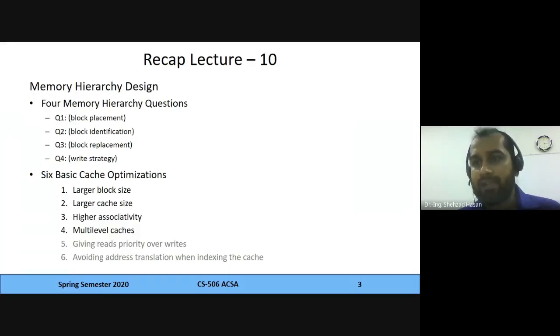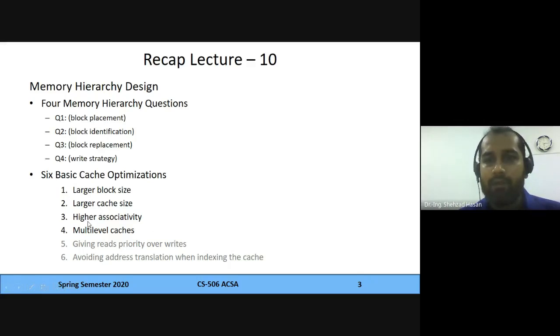Then we looked at larger cache size. Obviously, this is the easiest thing to do. If you are going to increase the cache size, then obviously more data can come in. But the problem here is regarding power. But since we are not discussing power, this optimization is obviously going to reduce the average access time. And we looked at higher associativity.